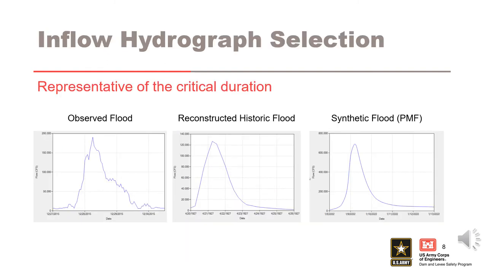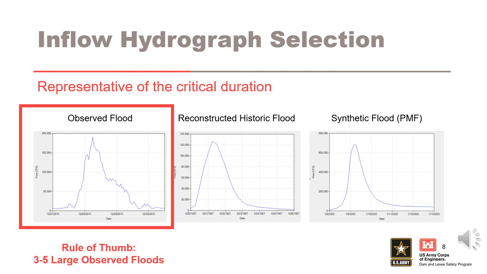The shape of the hydrograph reflects the response of the watershed to an event. Multiple inflow hydrographs should be used to account for uncertainty in the simulation. The inflow hydrograph shapes are scaled up or down based on the sampled inflow volume of a flood event in the stochastic simulation. The inflow hydrograph should be representative of the critical duration. For example, if a 3-day duration is selected as the critical duration, the inflow hydrographs will be scaled based on the 3-day volume. Inflow hydrographs can be based on observed flood events, reconstructed historical events, synthetic flood events such as probable maximum flood, standard project flood, or precipitation frequency-based flood. For this type of analysis, the inflow hydrograph should be unregulated.